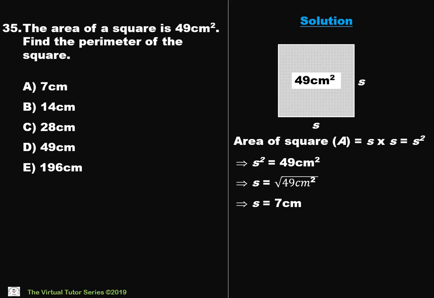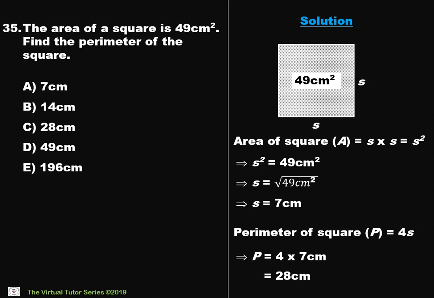The perimeter of the square simply means the distance around the square. And since a square has 4 equal sides, the perimeter is 4 times a side. So we have perimeter equal to 4 times 7 centimeters. 4 times 7 centimeters is 28 centimeters. Therefore, the perimeter of the square is 28 centimeters. Thus, the correct answer is option C.